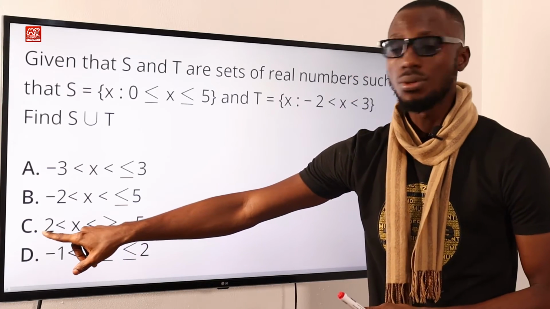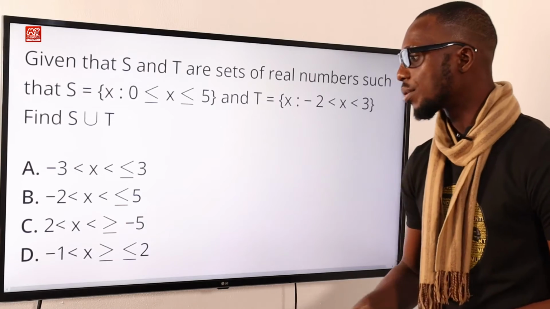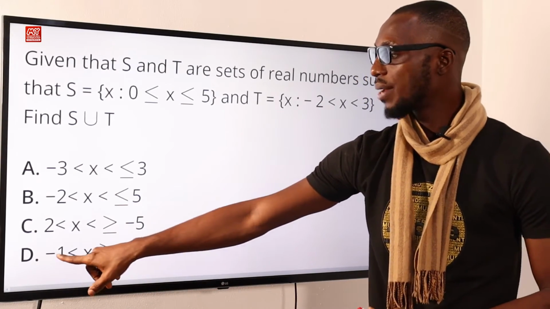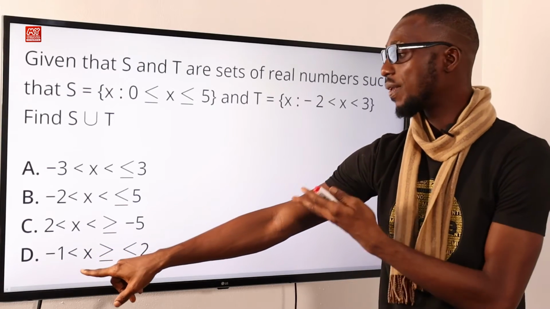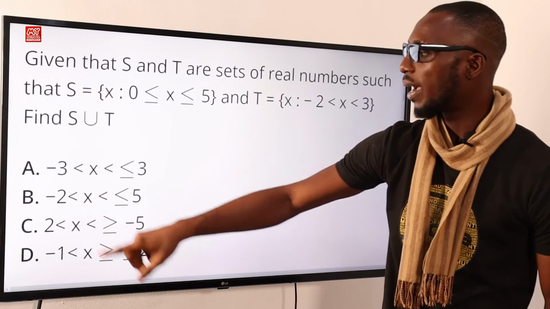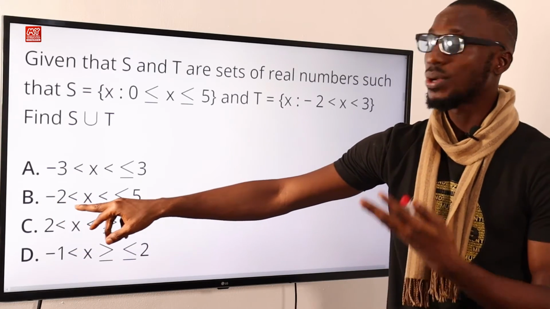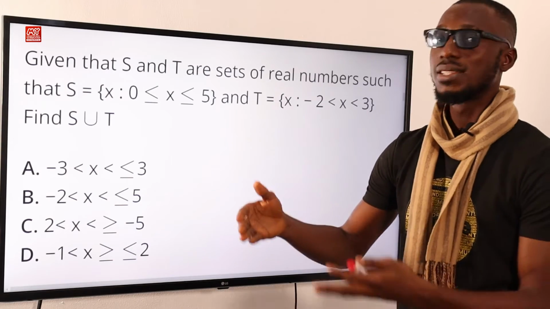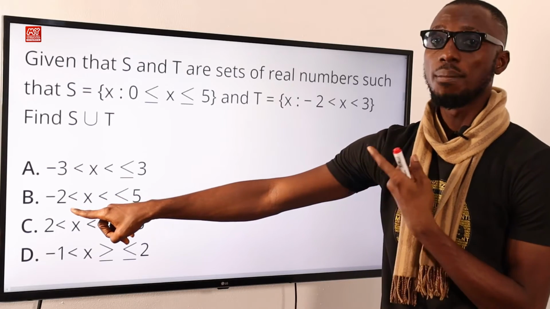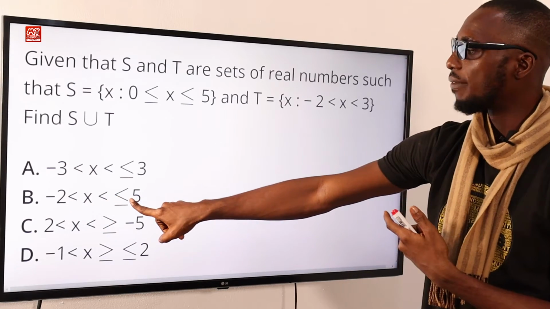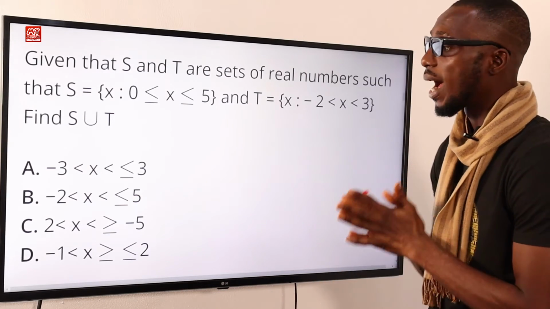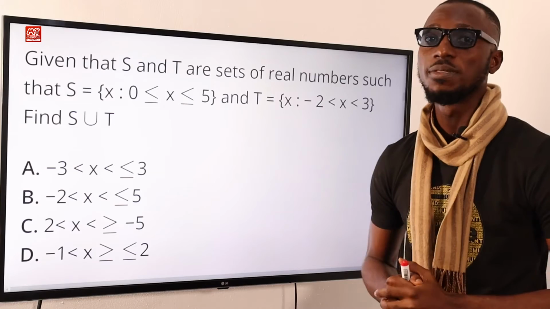This is 2, not negative, so this is out of it. Here we have minus 1 is less than X. This is incorrect because minus 1 is also part of the members of S union T, so this is out. So this is the most valuable one. Minus 2 is less than X. So what is the number greater than minus 2? That is minus 1, so it is starting from minus 1, and then up to 5. X is less than or equals to 5. So this is the best representation we can have of our solution. So option B is very correct.